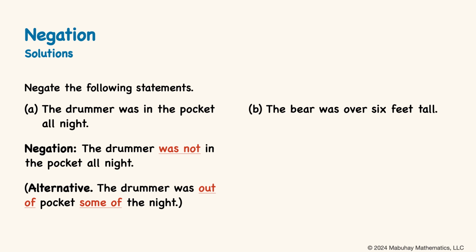They mean the same thing as each other. So if the drummer was not in the pocket all night is true, then it's also true that the drummer was out of pocket some of the night. If the drummer was out of pocket some of the night is false, then it's also false that the drummer was not in the pocket all night. So the truth value between those, the negation and the alternative here, those truth values are the same. And both of them have the opposite truth value of the original.